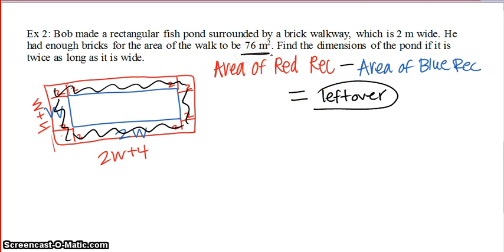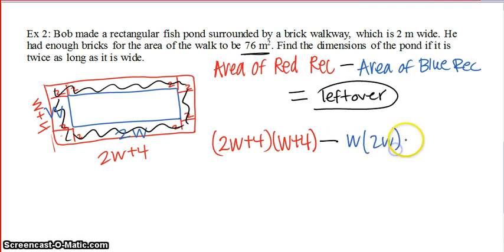Okay, so we need to set up the area. So the area of the red rectangle is length times width. So I'm going to say 2W plus 4 times W plus 4. And then we're going to subtract the area of the blue rectangle, which is W times 2W. And that's going to equal 76, because we know that that's what the brick walkway area is. So now we just need to solve.